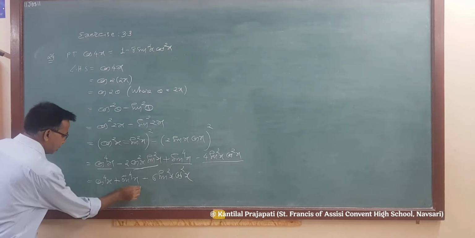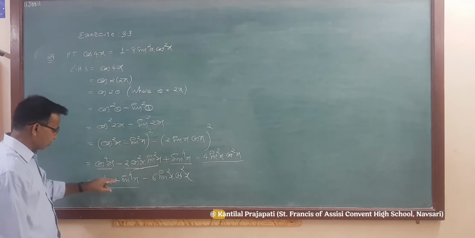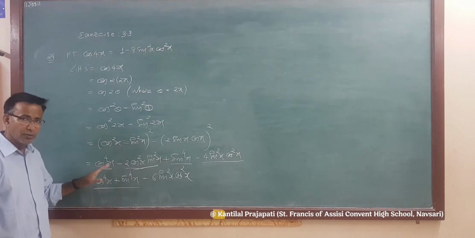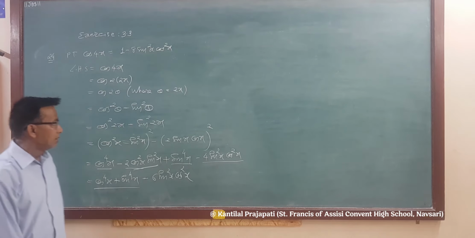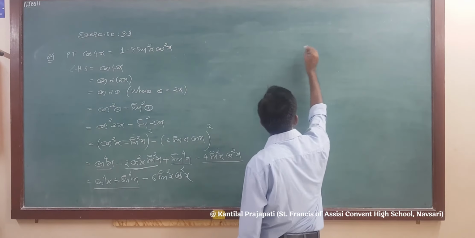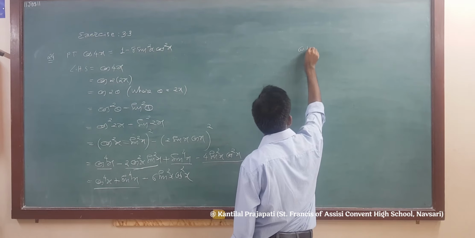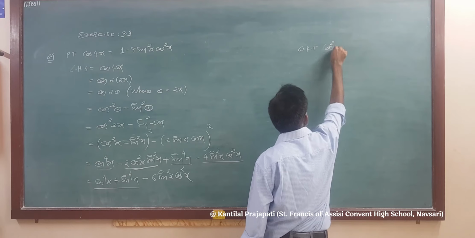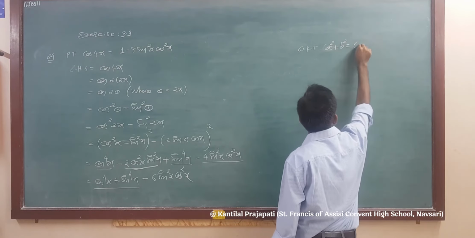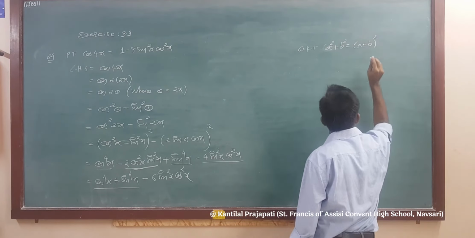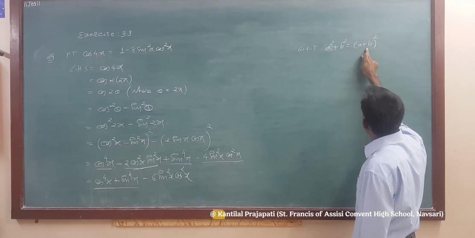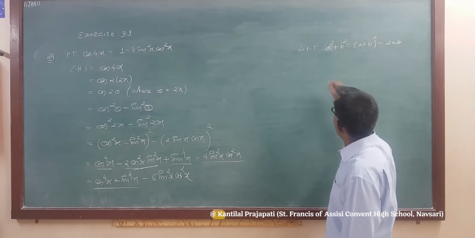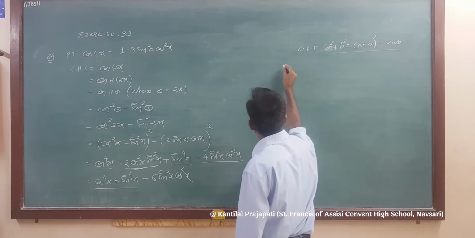Now we apply the identity for this. Cos square x plus sin square x is 1, but here power is 4, so it is not 1. So we have to convert into square first. For this we apply this identity: a square plus b square will be written as a plus b whole square. What is the extra term here? Middle term plus 2ab is extra, so we write minus 2ab. So we apply this identity for the first two terms.